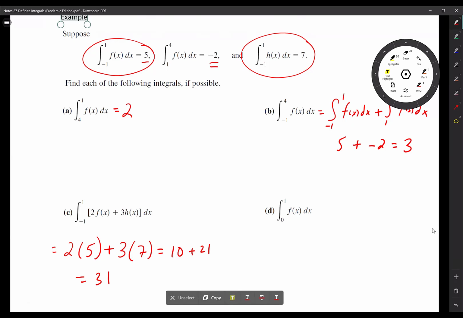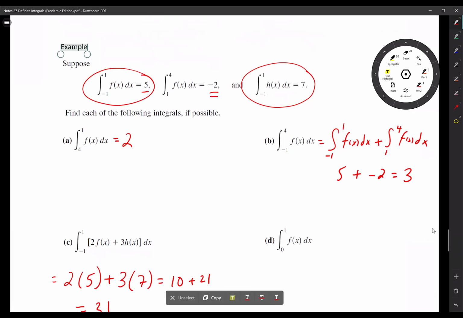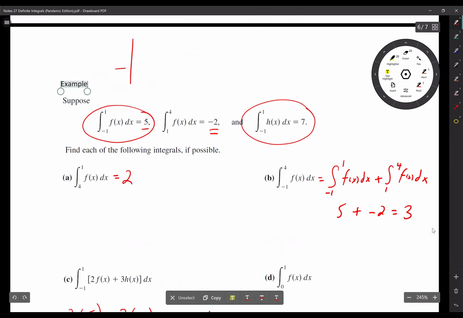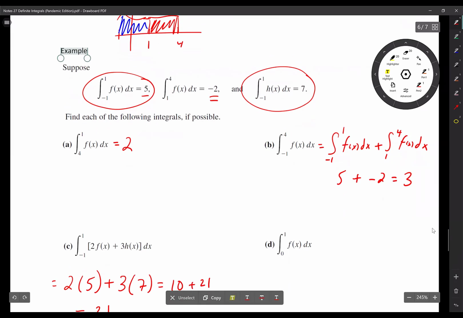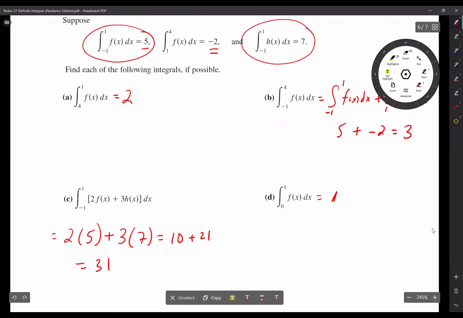0 to 1 of f of x. No. Sorry. I was looking. We have from negative 1 to 1. No, wait. Let me draw a picture, guys. Negative 1 to 1. And that is this integral. And then we have 1 to 4. And that is this other one. Nope, we don't have enough. If they would have told us odd or even or something, then we would probably be able to figure it out, but not enough info.